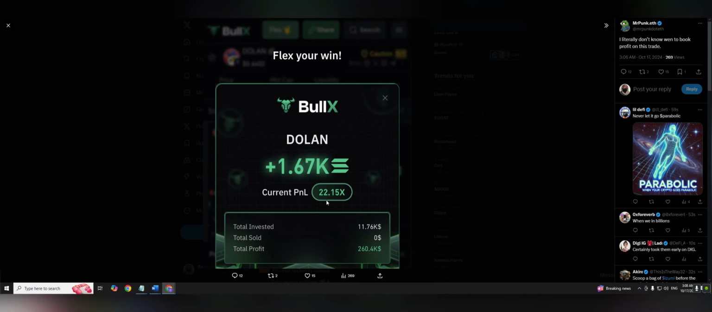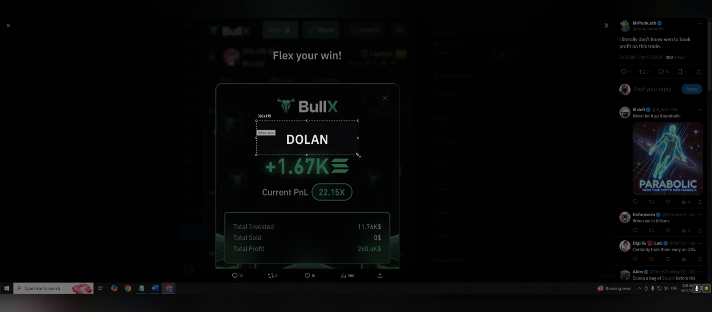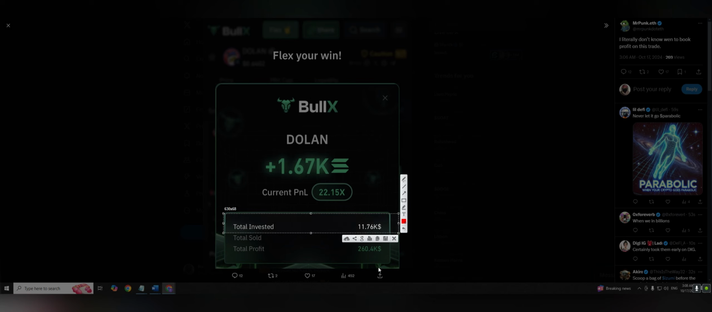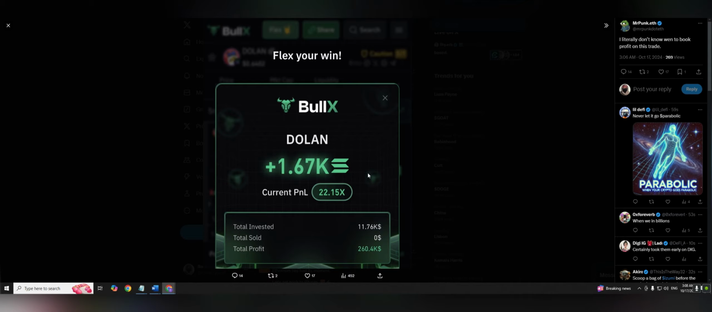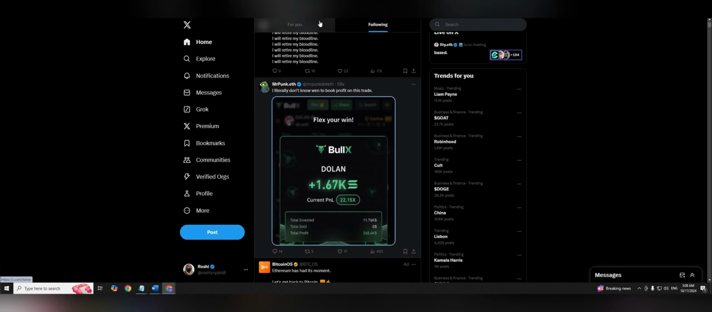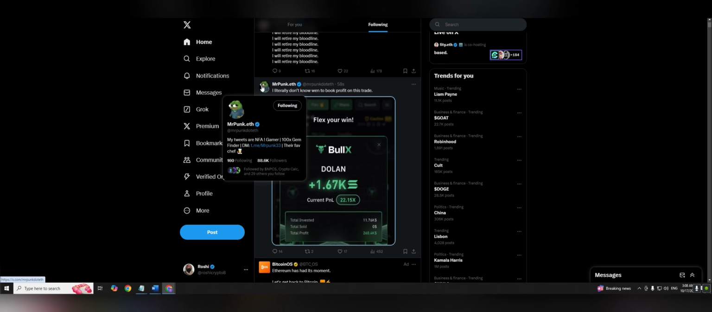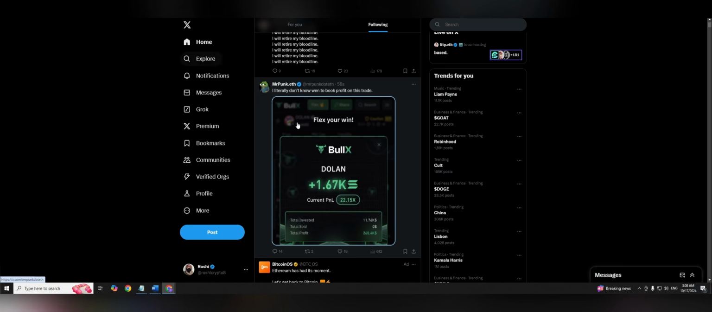So, how do you find this wallet? First, we know that the name of the coin is Dolan. We know that Mr. Punk has bought a total of $11.7 thousand. By the way, before I continue, this is not a promotion or anything. I don't personally know Mr. Punk. I'm just using this for educational purposes only.